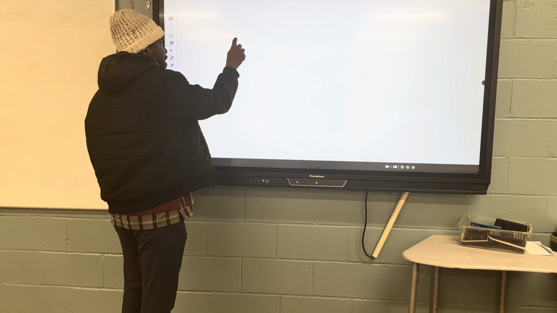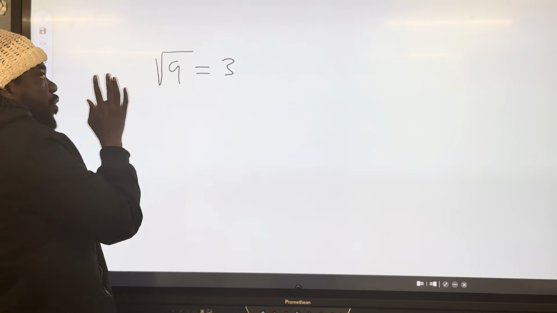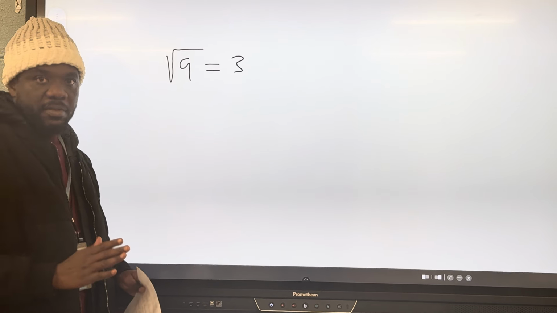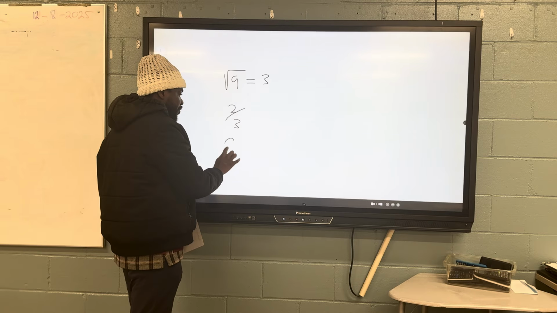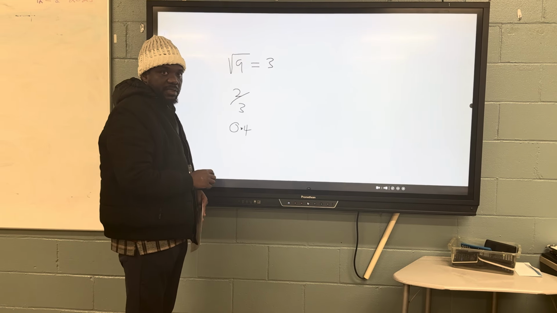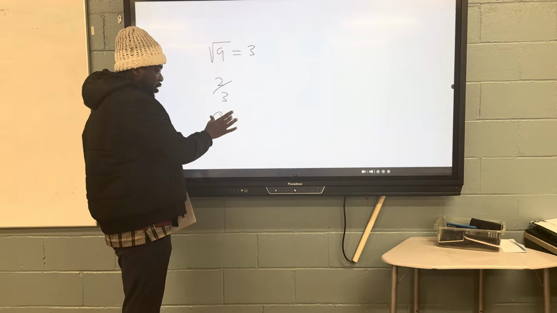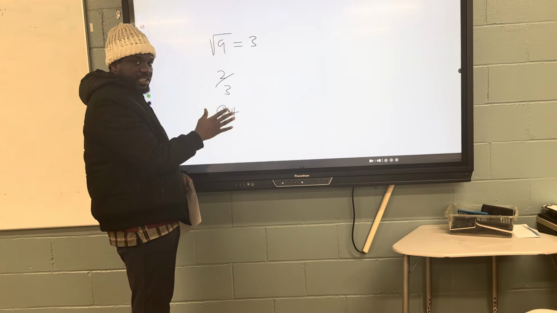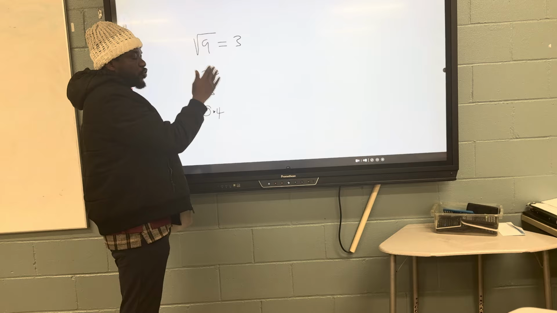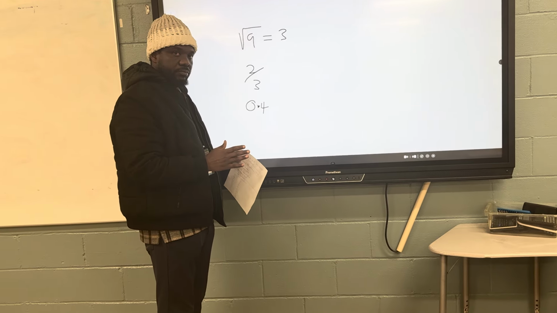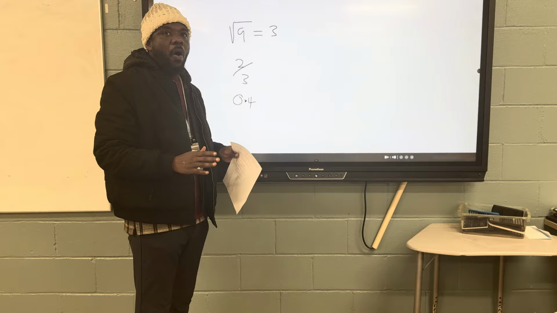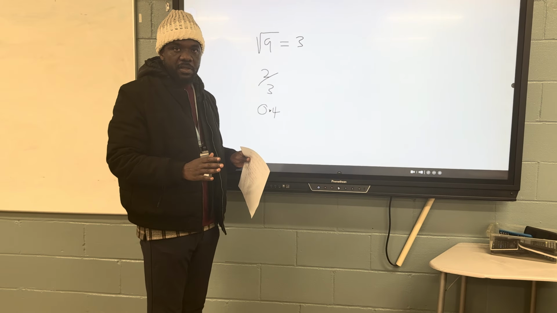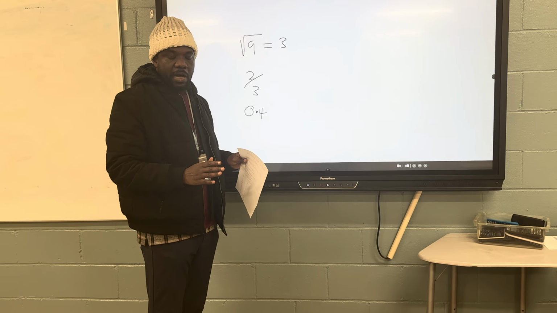So now, if I write a number like square root of 9, because square root of 9 will give us 3, it means square root of 9 is a rational number. If I write 2 over 3, it is a fraction, so it is a rational number. If I give you 0.4, it's a decimal number, and it is a rational number. And all integers, whether positive, negative, or 0, are all rational numbers. I hope we are there together.